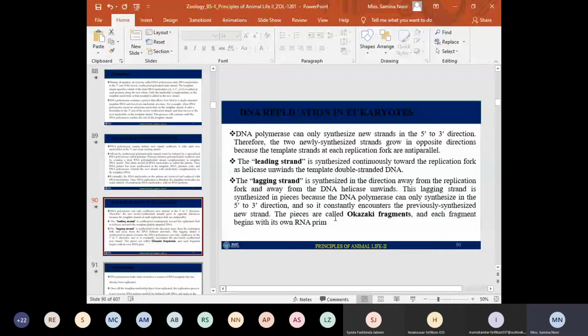As I have discussed earlier, the DNA polymerase can only synthesize new strands in the 5' to 3' direction. So therefore the two newly synthesized strands always grow in opposite directions. That's why the template strands at each replication fork are anti-parallel.